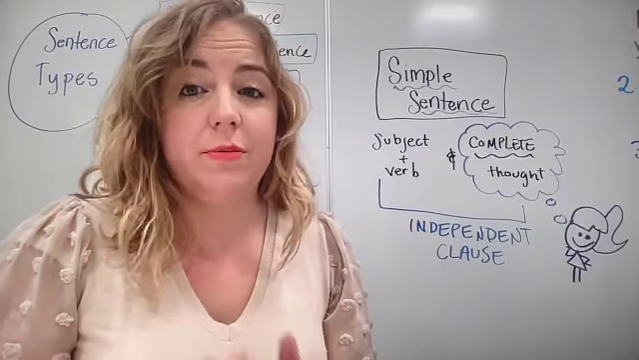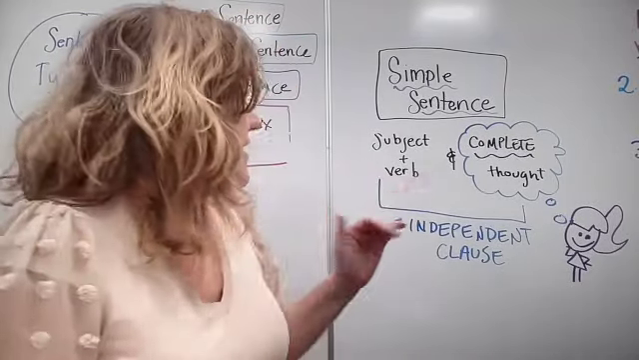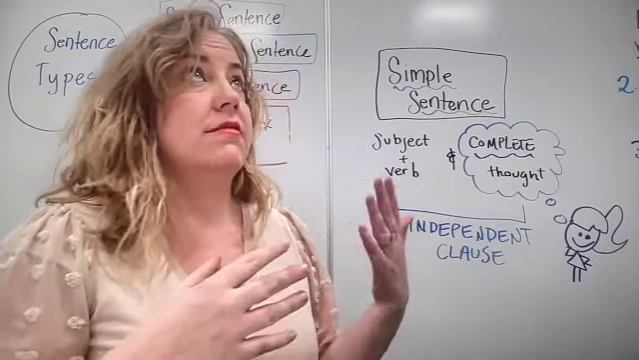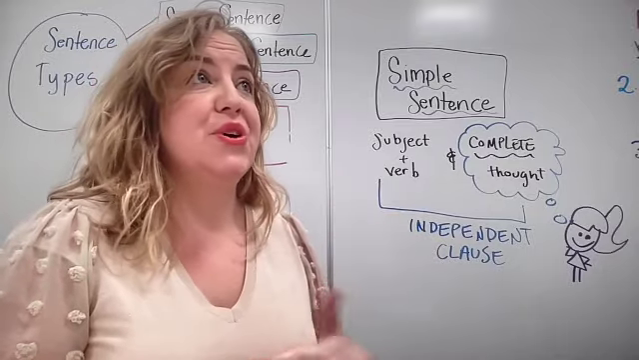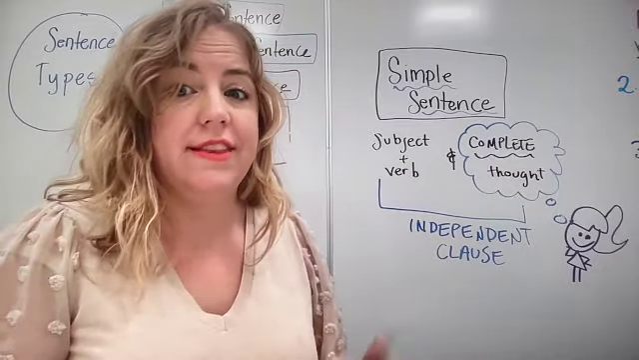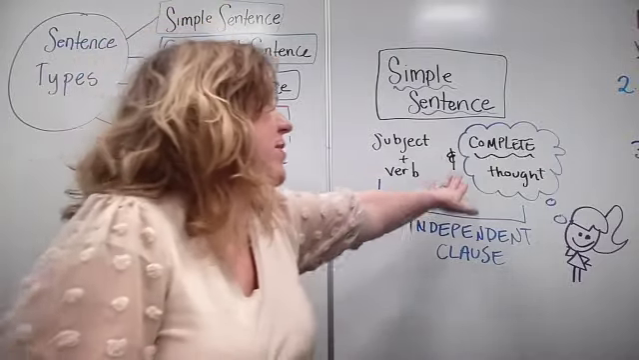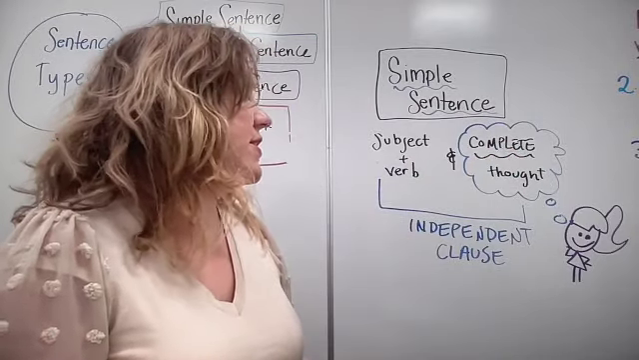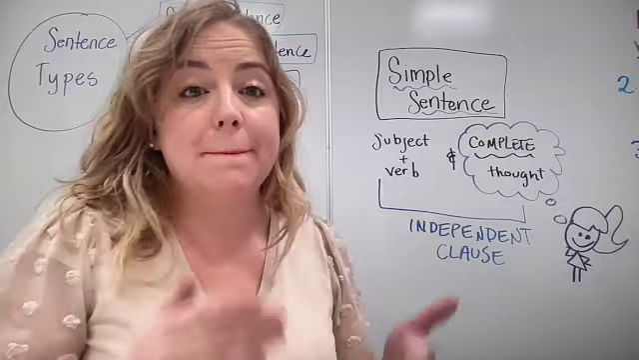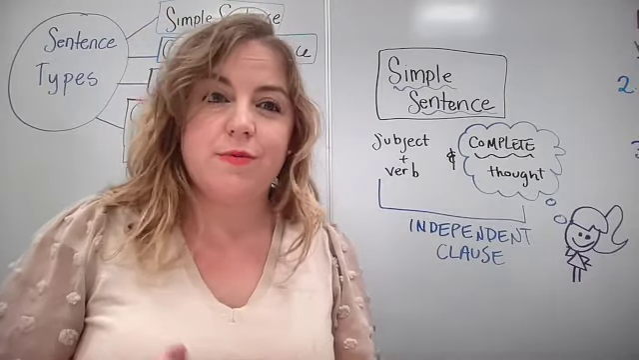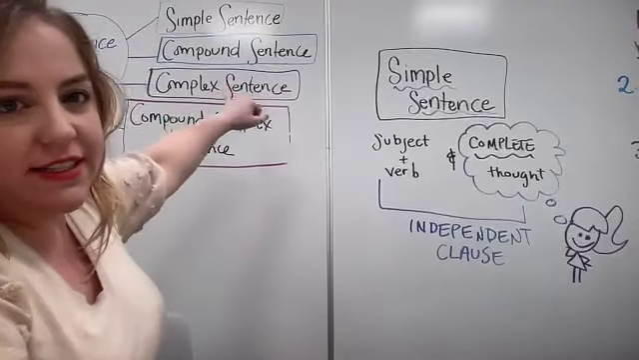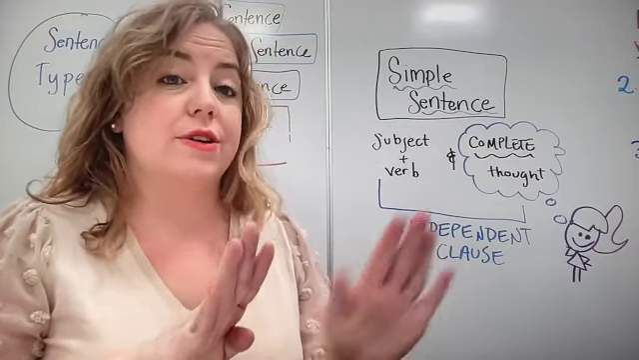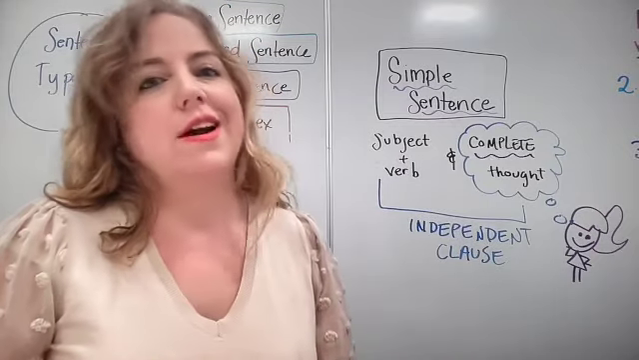The last thing I want to point out here is that a simple sentence is also considered an independent clause. An independent clause just means that it is a group of words with a subject and a verb that can stand alone. In other words, it has the complete thought part of this equation. That's going to become more pertinent in our next discussion when we start talking about compound sentences, because then we're going to learn how to join together two independent clauses to make a compound sentence, because that's what a compound sentence means.